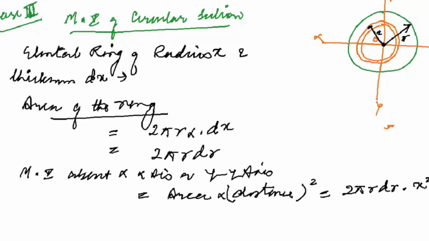That comes out to be 2 pi r. Sorry, here it's actually 2 pi x. Please correct it. Perimeter 2 pi x, again 2 pi x, it will be 2 pi x cube times dx.